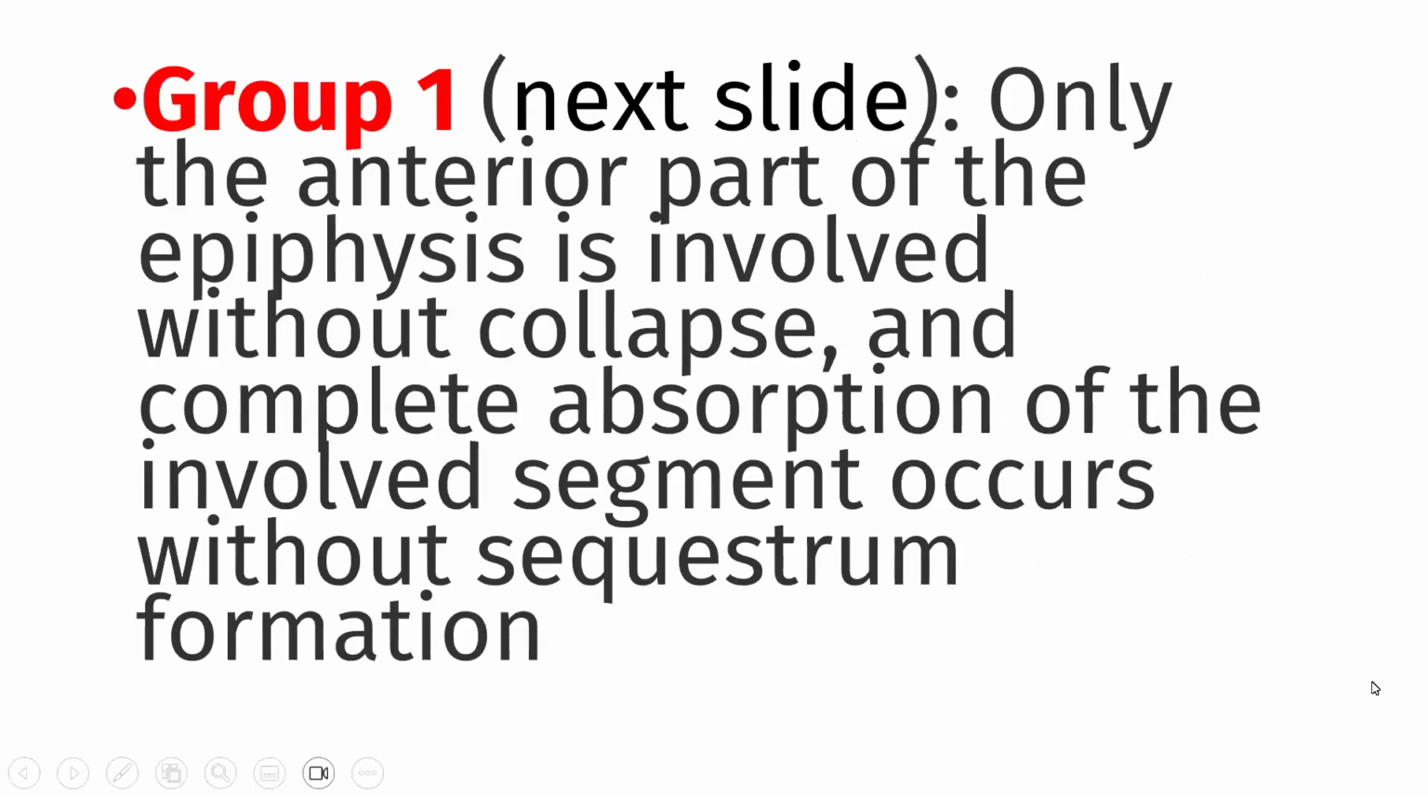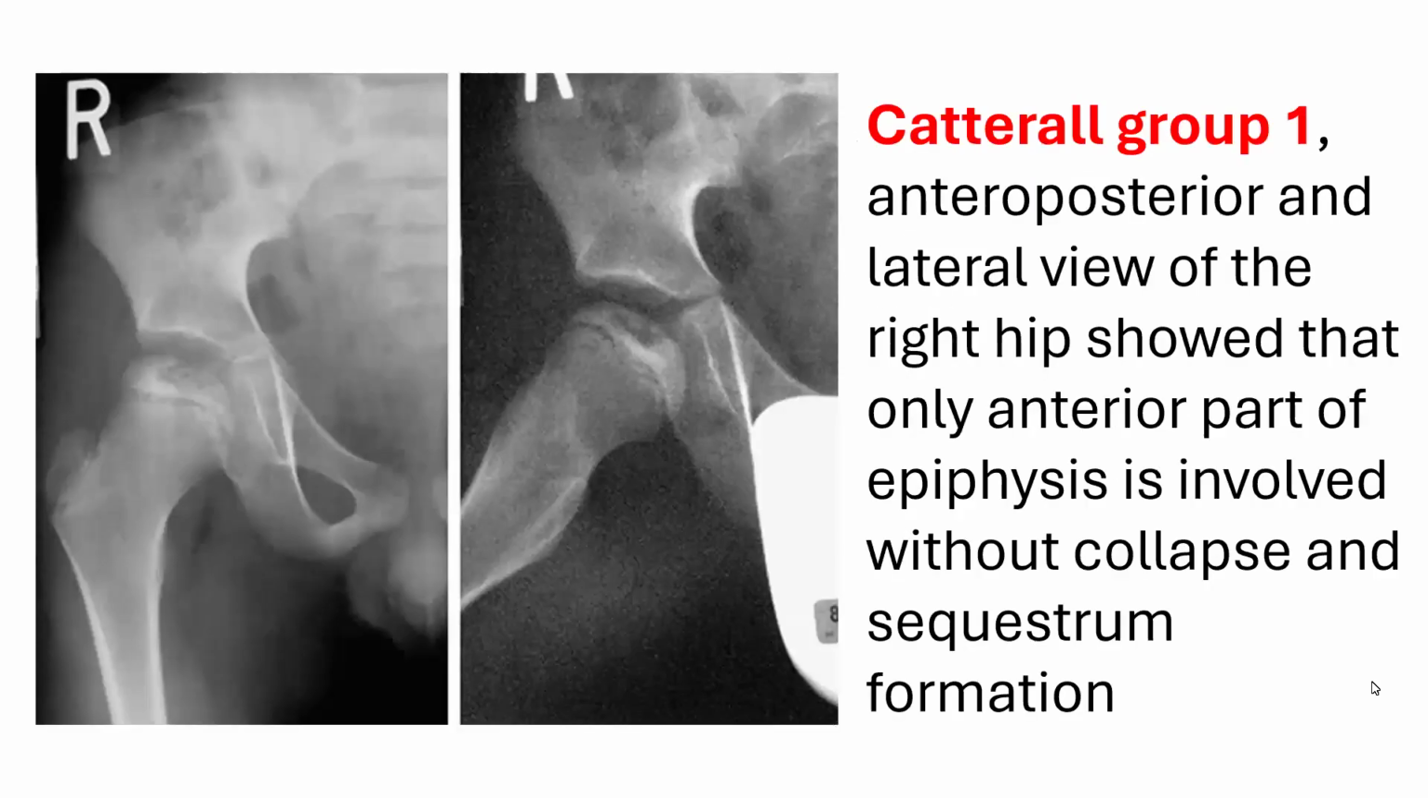Group 1 is only the anterior part of the epiphysis is involved without collapse, and complete absorption of the involved segment occurs without sequestrum formation. This is group 1. You see that it's a localized form. It's around 1/3 of the area of the epiphyseal ossification center, and it involves the anterior superior portion.